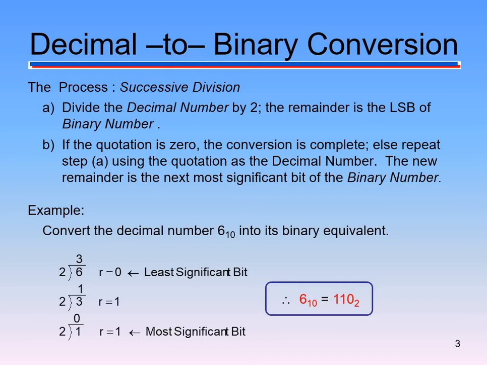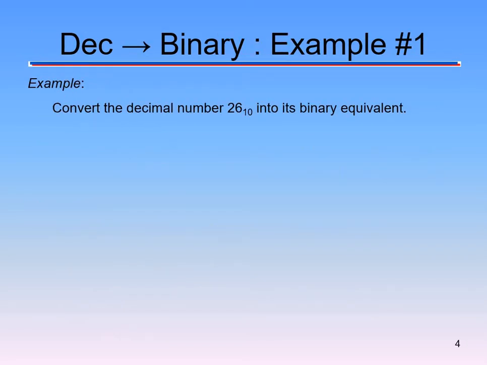110 is how we would do that. Alright, so let's take the number 26 in decimal and convert it to binary. We have to do successive division by 2. So we're going to take 26 divided by 2, which is 13 with a remainder of 0.